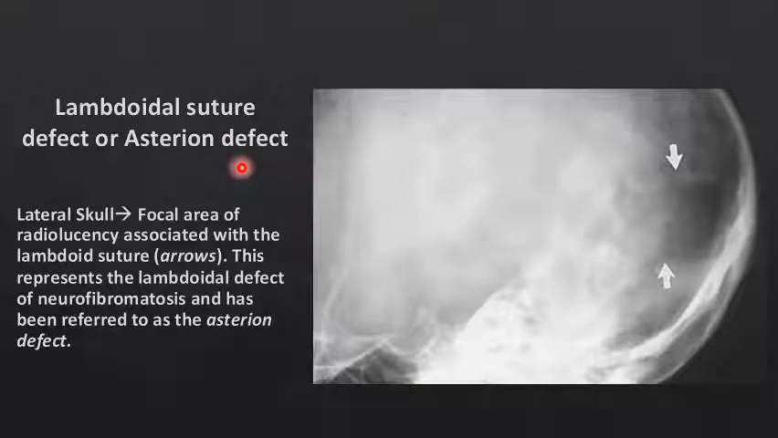Lambdoid suture defect or an asterion defect. Here we see a well demarcated radiolucent lesion involving the lambdoid suture. This is called an asterion defect or a lambdoid suture defect, which is classical of neurofibromatosis.